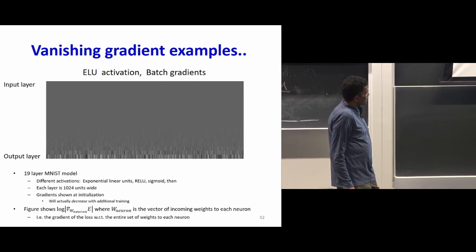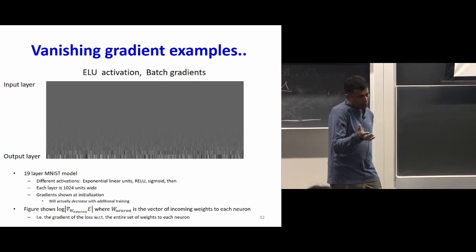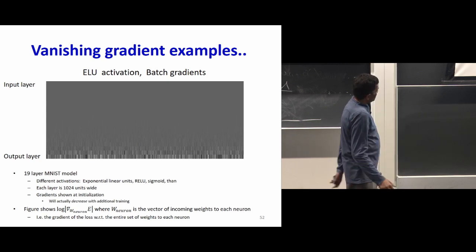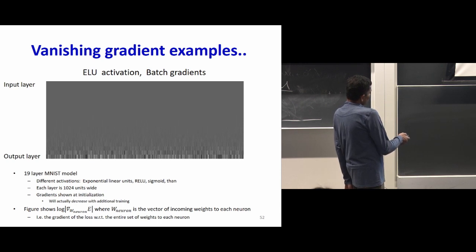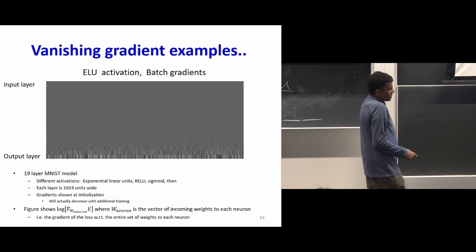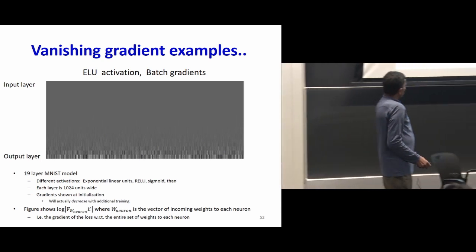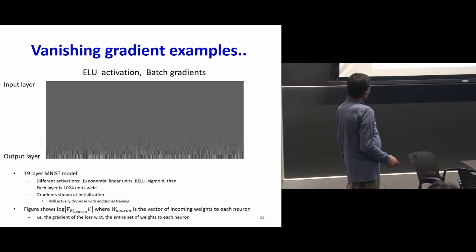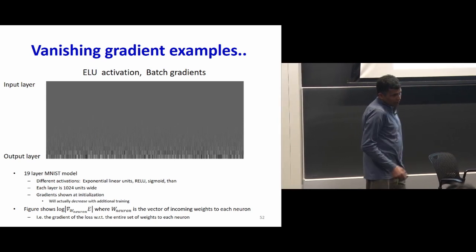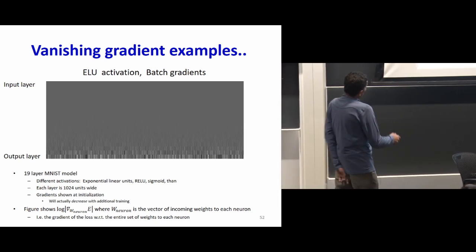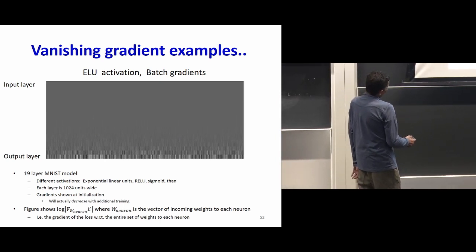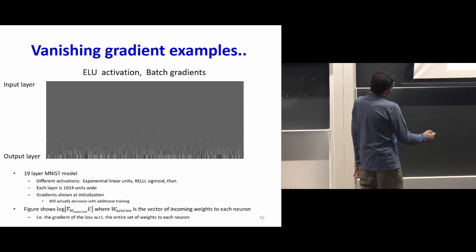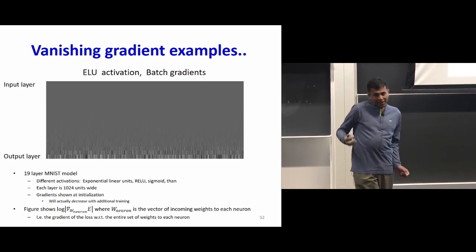This is an example where we've actually had a convolutional neural network, I think on MNIST. We have different activations. Well, this should have been TANH, not DAN. But ReLUs, sigmoids, ELUs, TANHs. Each layer is 1024 units wide. Actually, these are MLPs, not even CNNs. Right? You have 19 layers from the input to the output. And the figure shows 1024 units. And this is at initialization.